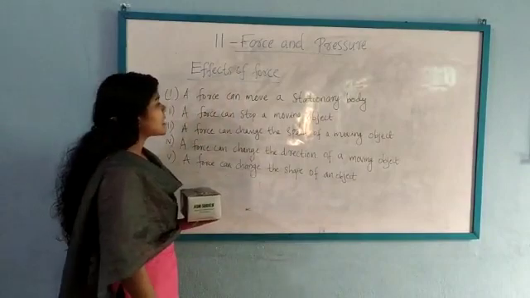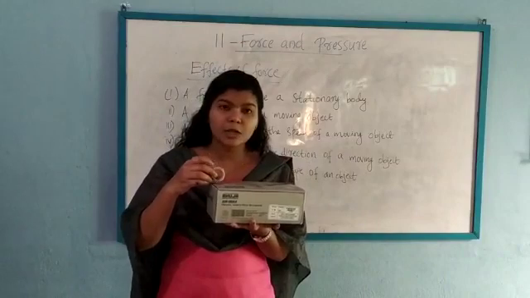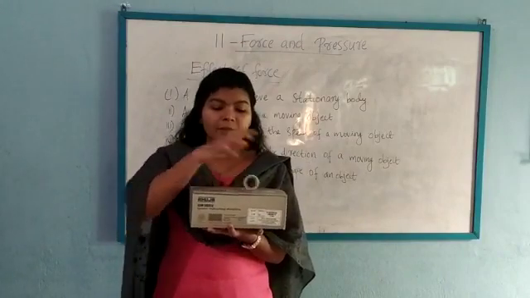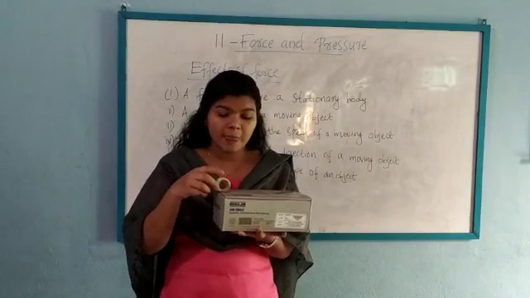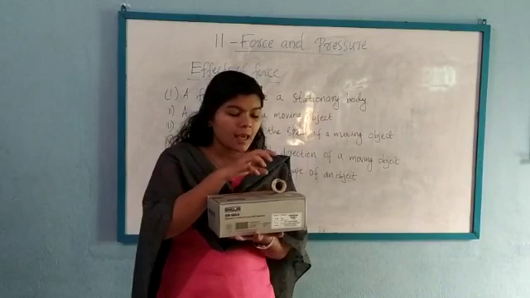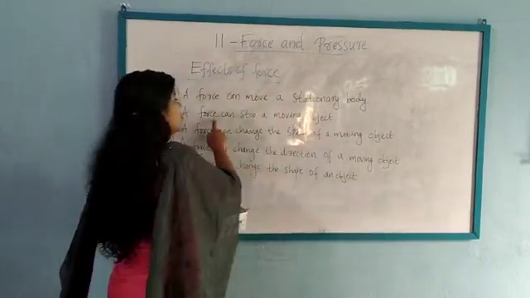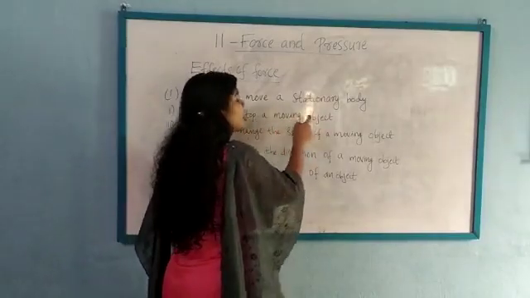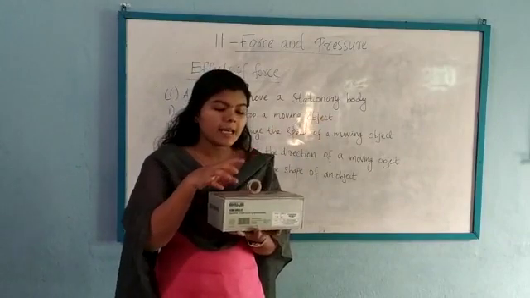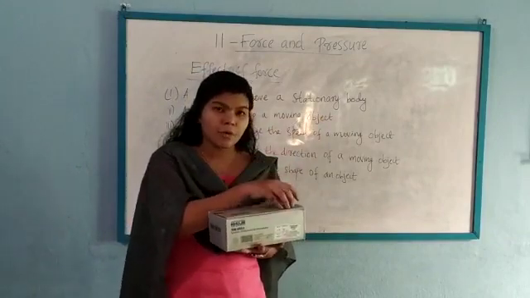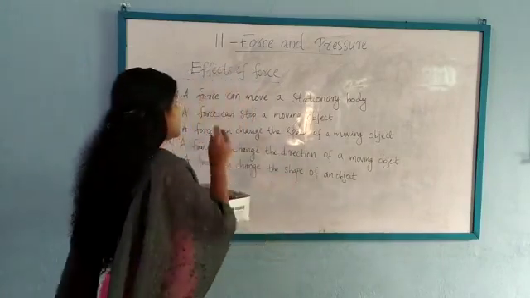Second one, a force can stop a moving object. This is a box and this is a roller and it is rolling, and when I am applying force, it stops. Right? Which means a rolling body can stop its motion by applying force, or a force can stop a moving object. Here the moving object is this roller and it is moving, and when I am applying force, it stops its motion. That is the second effect.